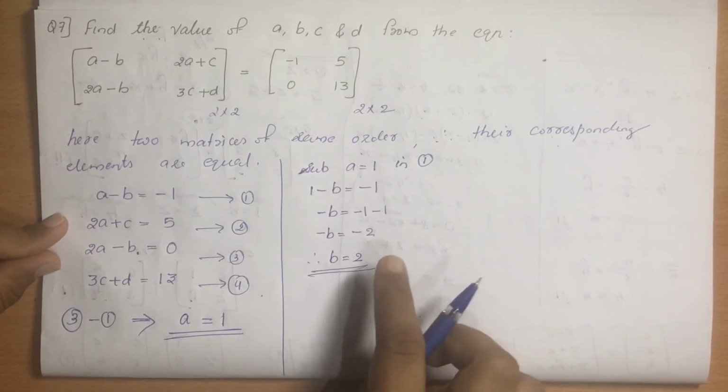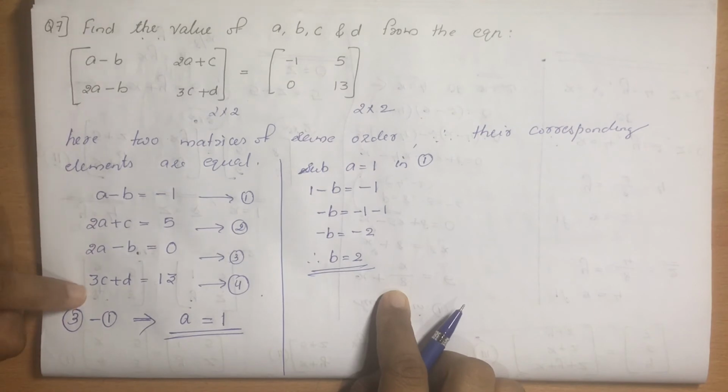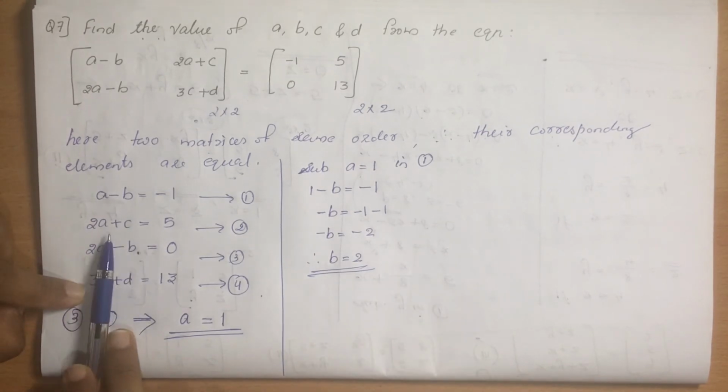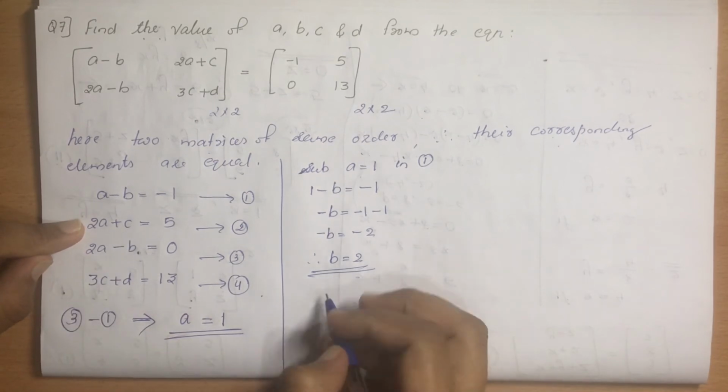Now we will get the value of this a and b. So what are the remaining equations? 2a plus c and 3c plus d are there, right? So here I can substitute the value of a. From here I can find the value of c, right? Substitute again.